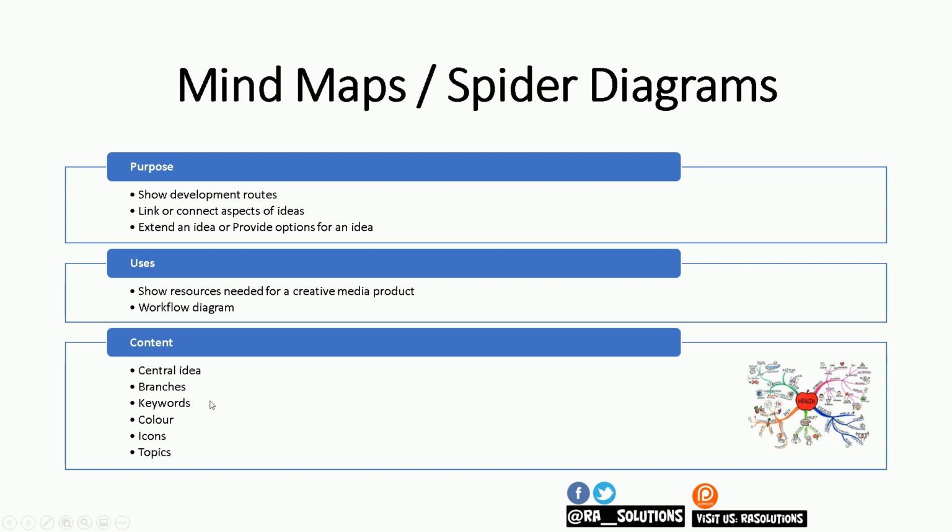In terms of the content of a mind map, you have a central idea in the middle. In this one, this is about health. Then you have your branches, then you have your keywords. You've also got different colors for the different subtopics or subgroups in your mind map. You have icons, you can have symbols, you can also speak about different topics within that central idea, and that will help the client produce whatever production they are doing. So this is a mind map. You need to know about purpose, uses and content there.